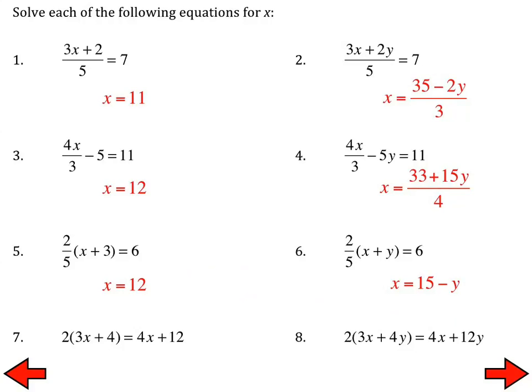All right, how about number 7, Ivan? X equals 2. X equals 2, very good. And then how about number 8? X equals 2y. X equals 2y, very good. Any questions about any of those?